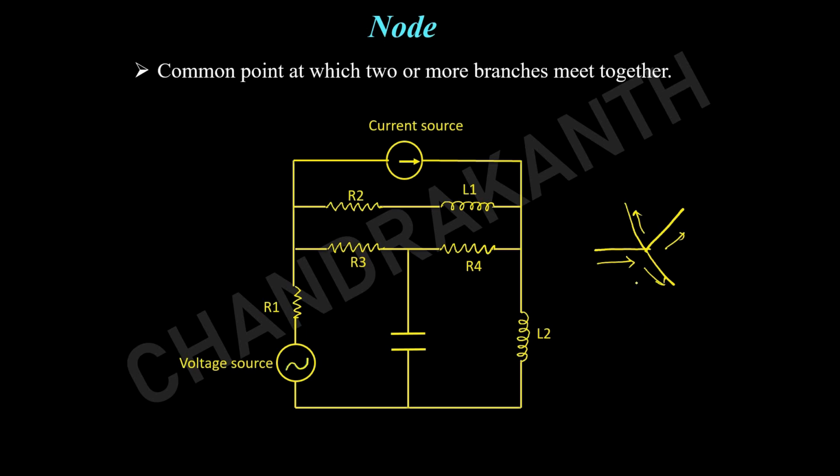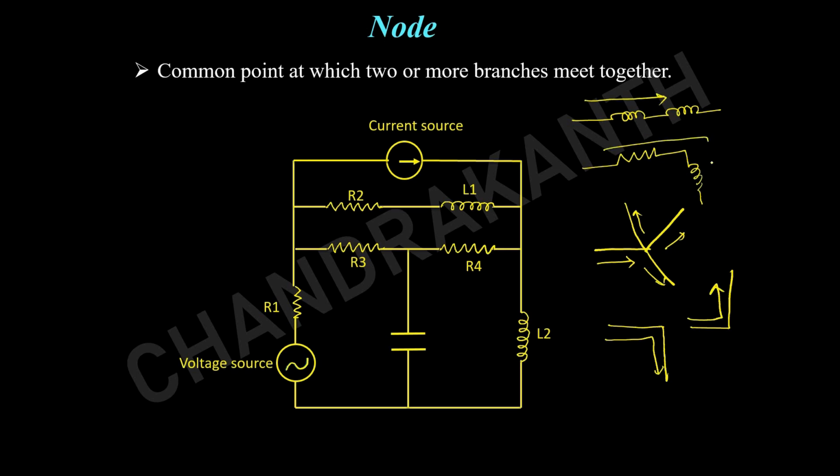If that is not the case, that cannot be called a node. For example, if I represent any of these forms, you can see here the current is not dividing. It's coming to this particular corner, but the same current is entering into this branch also. Even in this case the same, even in this case the same.